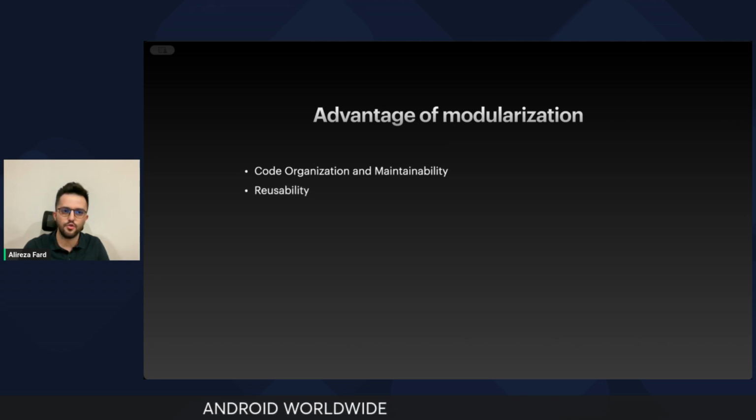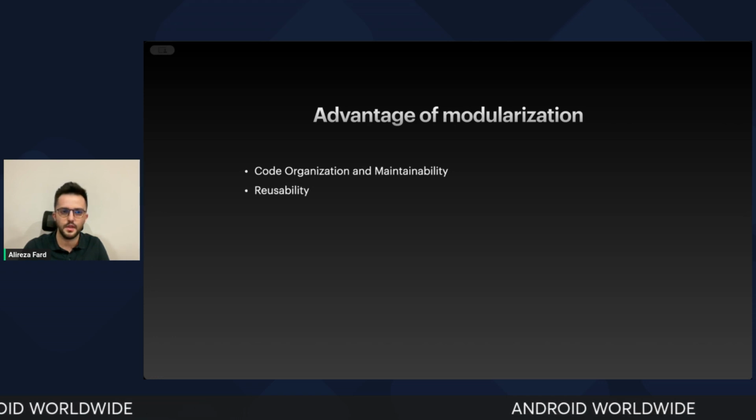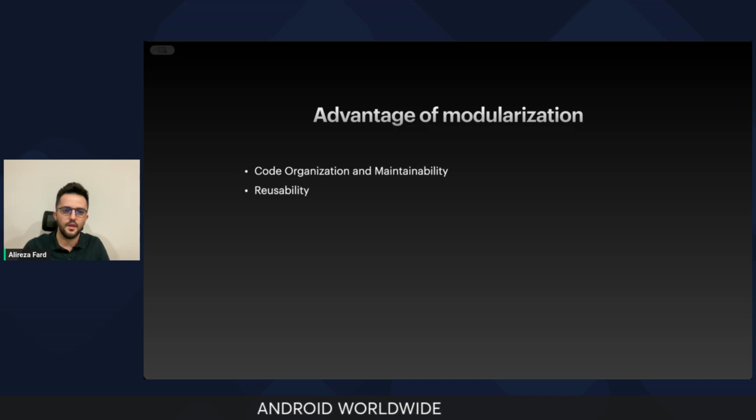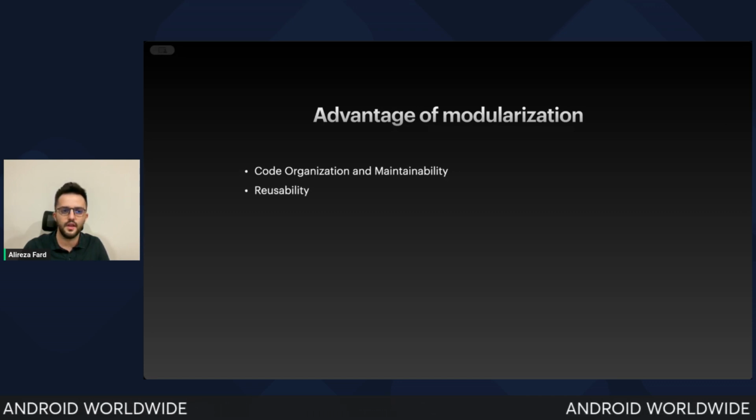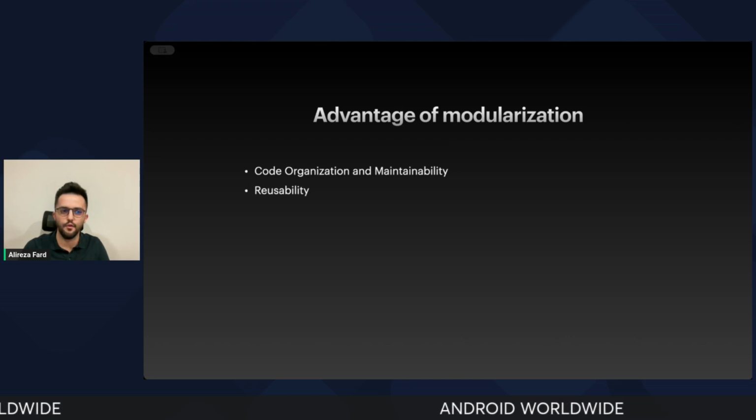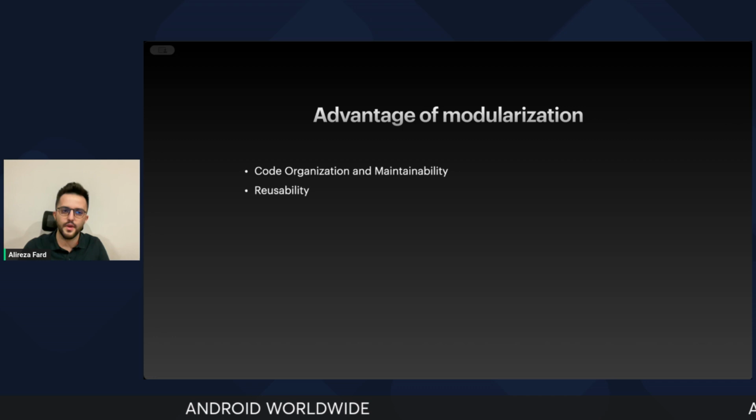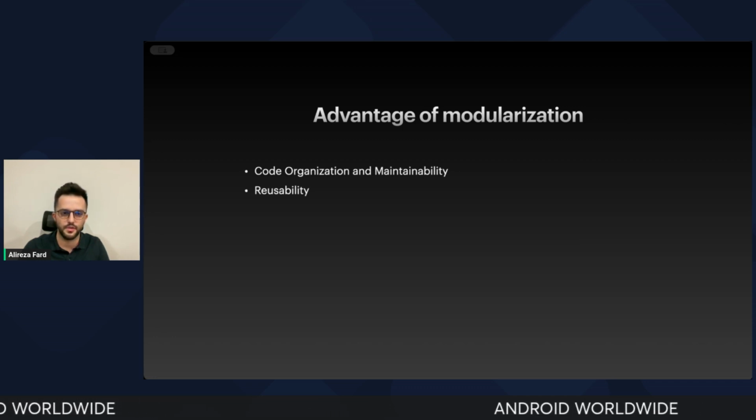Reusability. Modular components can be used across different projects or within the same project. This improves efficiency, avoids code duplication, and reduces development time, and it allows for consistent implementation and behavior across multiple projects.